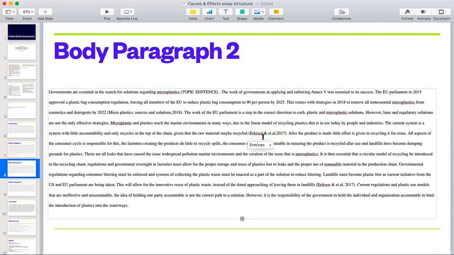How many sources is he using? Again, this source by Erickson and then something by the EU. So it's better, but still it's not as many sources as we need. If we look at the concluding sentence, however, it is the responsibility of the government to hold the individual and organization accountable to limit the introduction of plastics into the waterways.